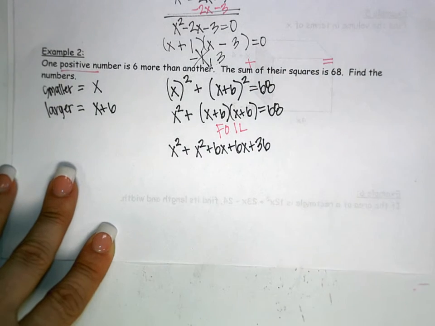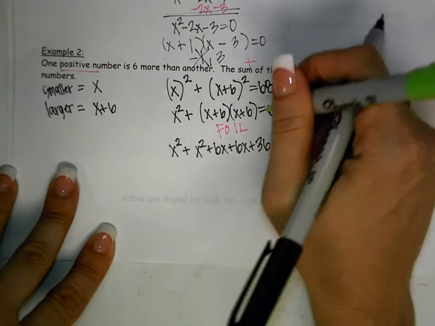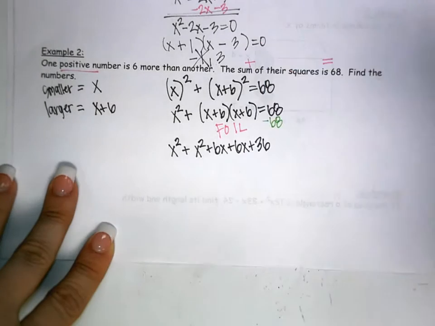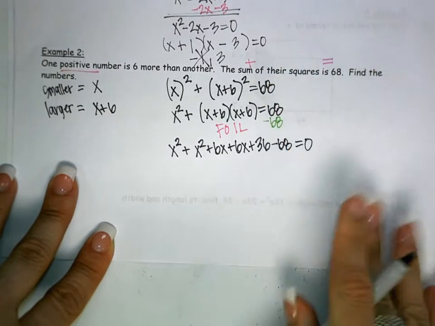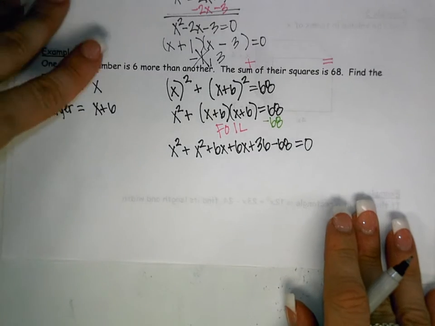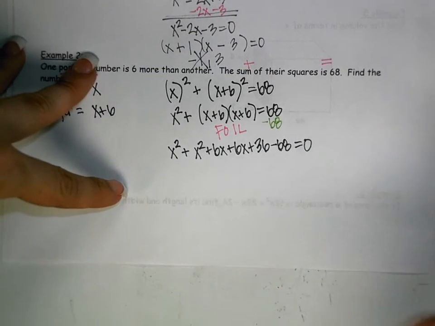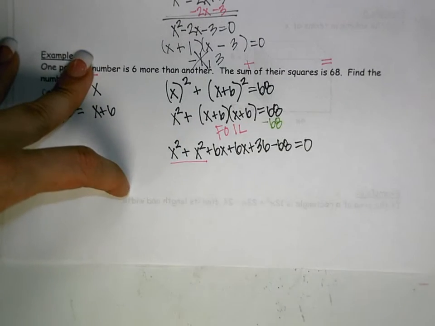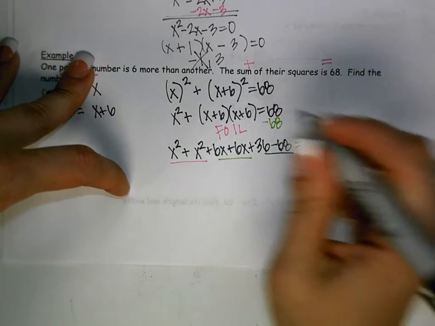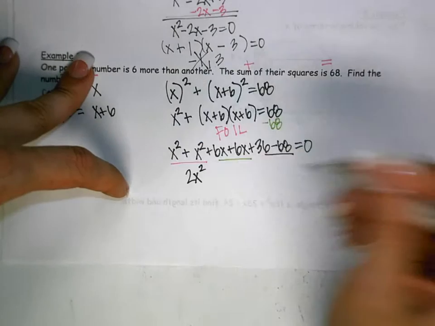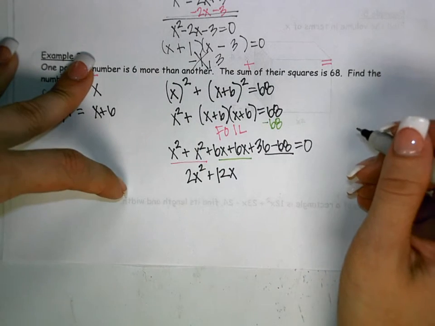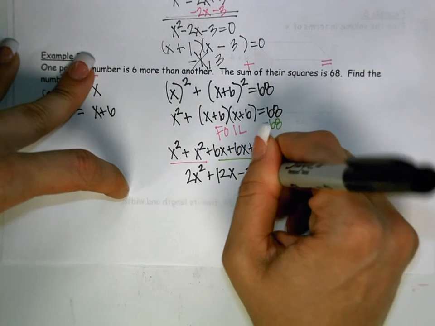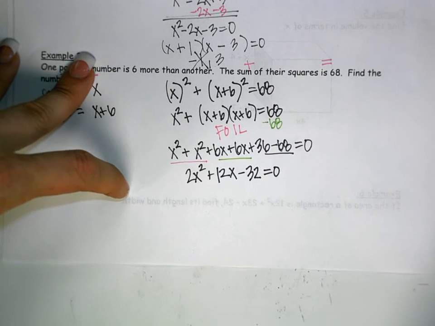Now, I can also at the same time move the 68. So subtract 68, and you will equal 0, because we want everything to equal 0 here. Then combine your like terms. So put together your x squared, put together your x's, put together your numbers. So that gives you 2x squared plus 12x. 36 minus 68 is negative 32 equals 0.